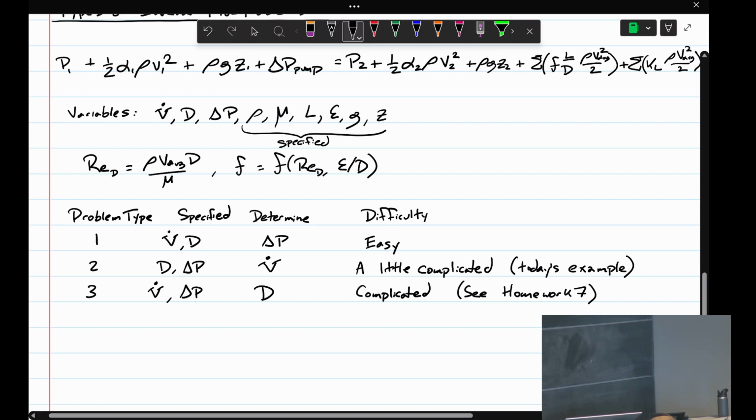They would have to iterate through all of these, because you need to know diameter. If you know volumetric flow rate, you need diameter to know velocity, and you need diameter to do all the other things. So what they used to have to do is pick a diameter and then iterate, iterate, iterate. They pick a diameter, get a friction factor, get a delta P, and say, oh, that wasn't the right delta P, so I have to keep iterating. But nowadays we can just use a computer to solve all the equations simultaneously. That's what I'm going to do in the example today.